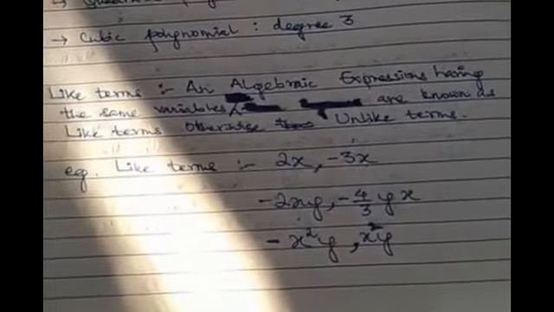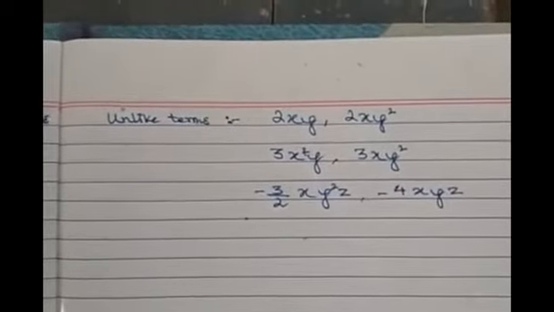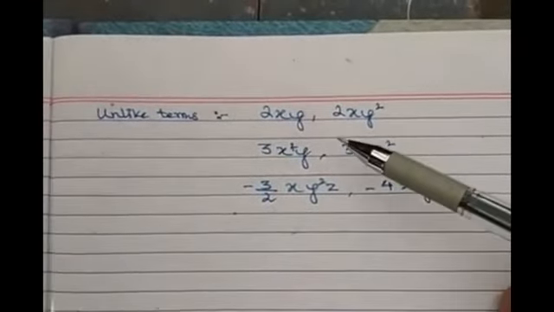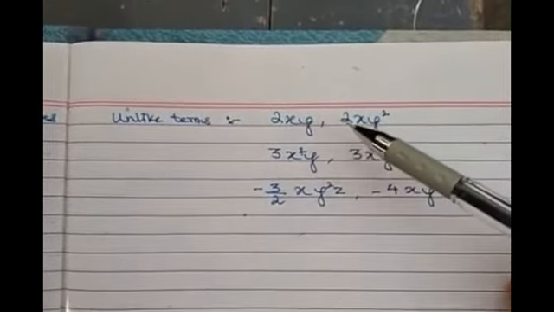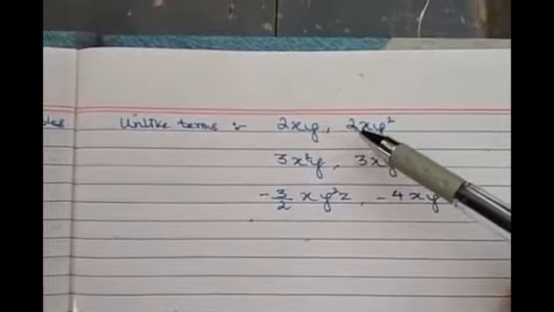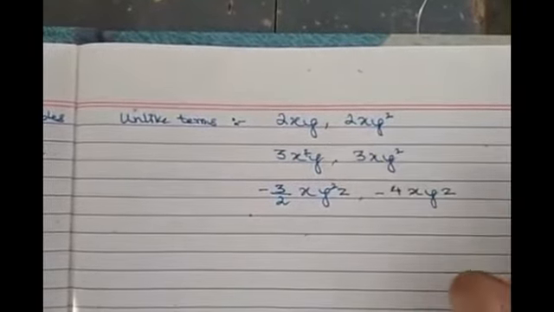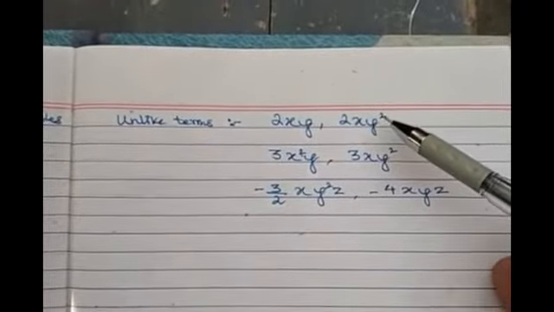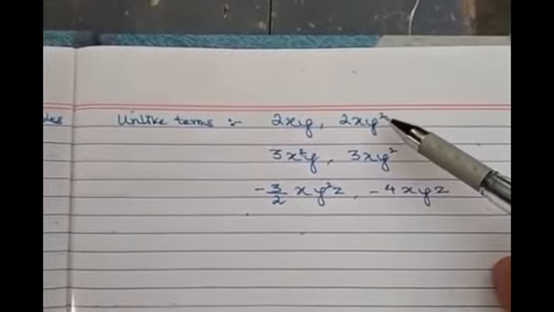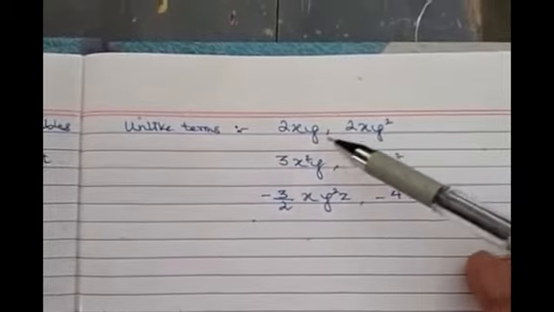Is it okay? And the last topic for today is unlike terms. For unlike terms, as I said, even though for two terms the coefficients are the same, and the variables are also the same, xy and xy, what I see in the second term is that the power of y is 2, but for the first term the power of y is 1. So that makes them unlike terms.